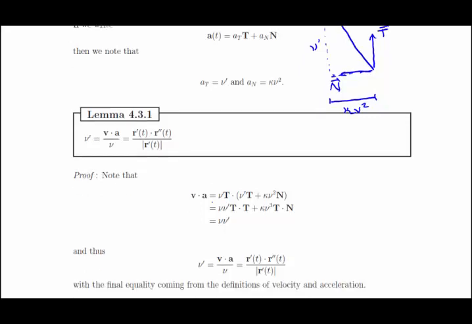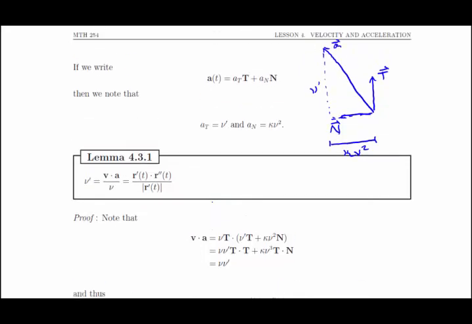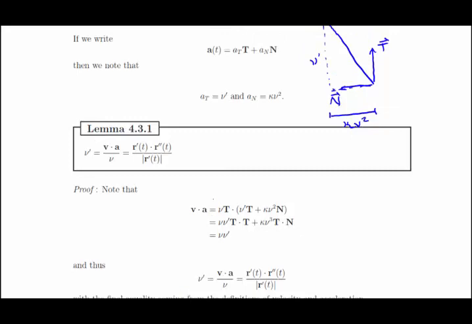All right. And we have another lemma that we're going to use. Hold on. And so now what we want to do is come up with a way of quickly calculating the acceleration's tangent component and normal component. So our lemma here is that little v prime equals v dot a over the magnitude of v, equals r prime of t dot r double prime of t over the magnitude of r prime of t. And we're just going to prove that real quick.